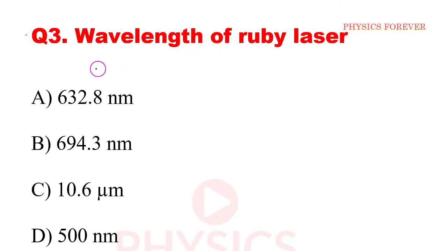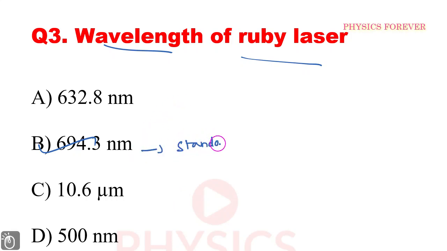So what is the wavelength of the ruby laser? From the previous slide we have to explain which one it is: 694.3. Option B is correct. Okay, so it is in the red region, it is the standard value.